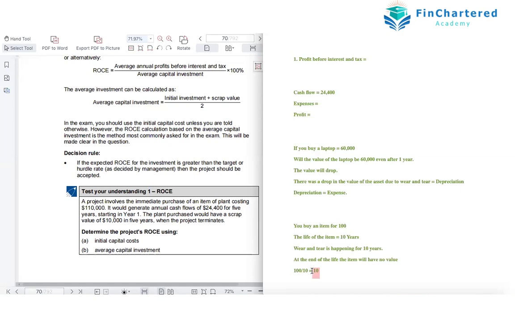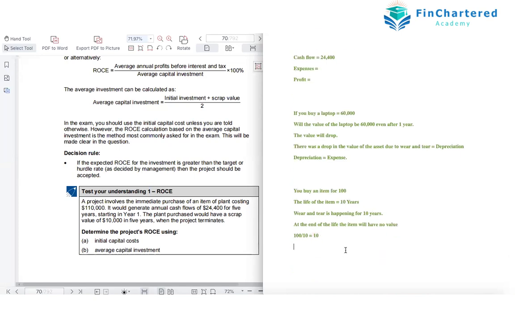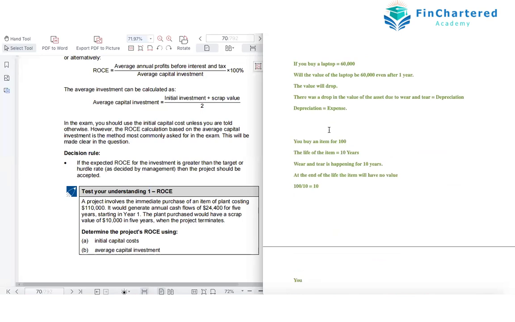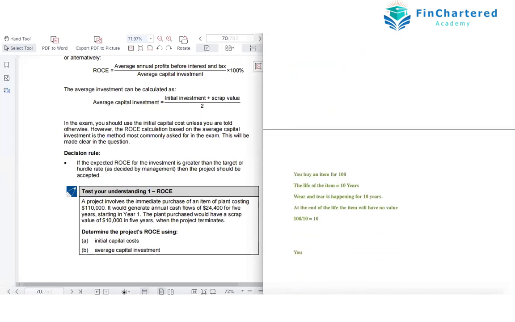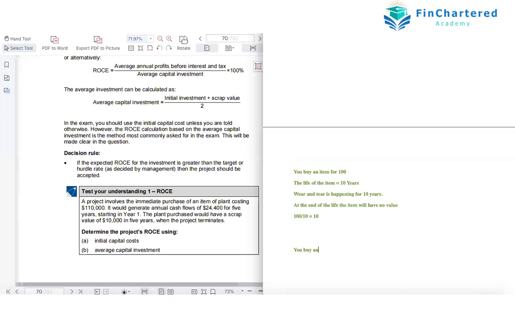Right? Now suppose I change the question slightly. It's the same question, but with a small difference. You buy an item for 100. The life of the item is 10 years. At the end of the life, there is still a leftover value. That value is known as scrap value. There is a scrap value of 20.